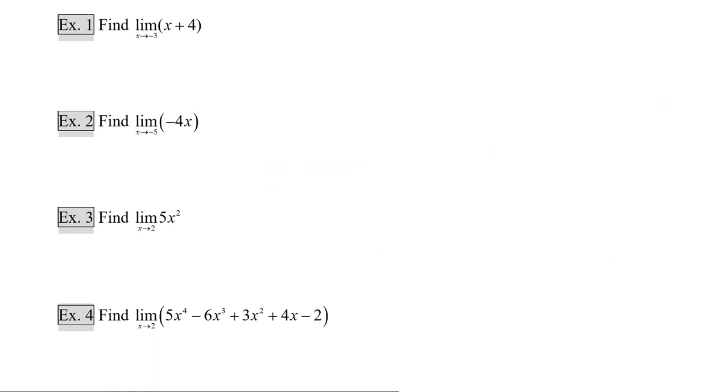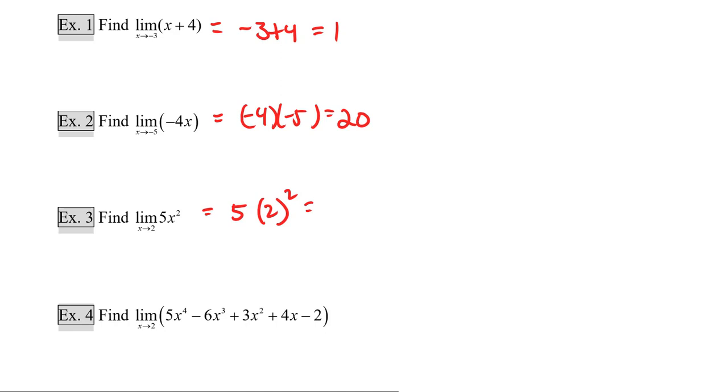Example 1, find the limit as x approaches -3 of x + 4. If you can plug in the c, then do it. So -3 + 4 is equal to 1. Example 2, the limit as x approaches -5 of -4x. I can plug in the -5, so I've got -4 times -5, which equals 20. Example 3, find the limit as x approaches 2 of 5x². I'm going to plug in my 2, and 5 times 4 is equal to 20.